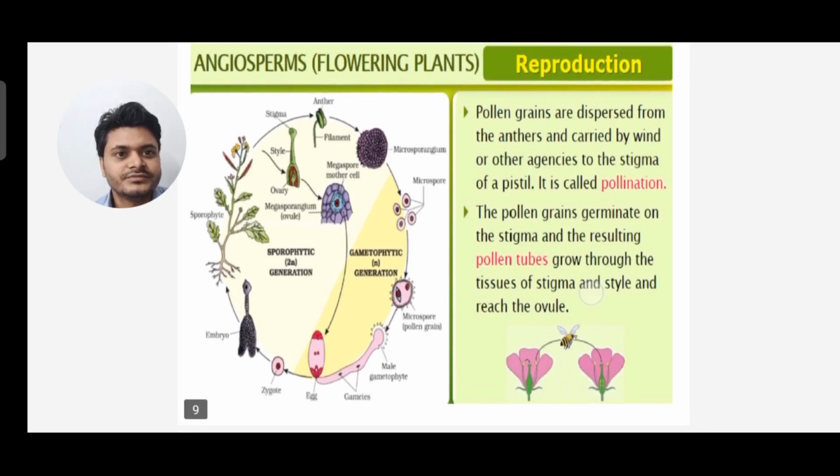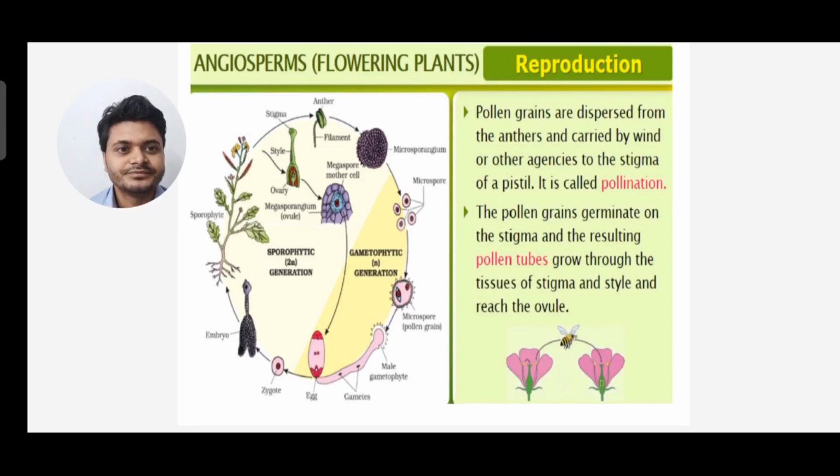There are different agents of pollination. It can be anemophily, zoophily, entomophily, malacophily, or hydrophily. You can see the life cycle, the gametophytic generation and the sporophytic generation. Gametophytic is N, haploid, and sporophytic is 2N, that is diploid in nature.